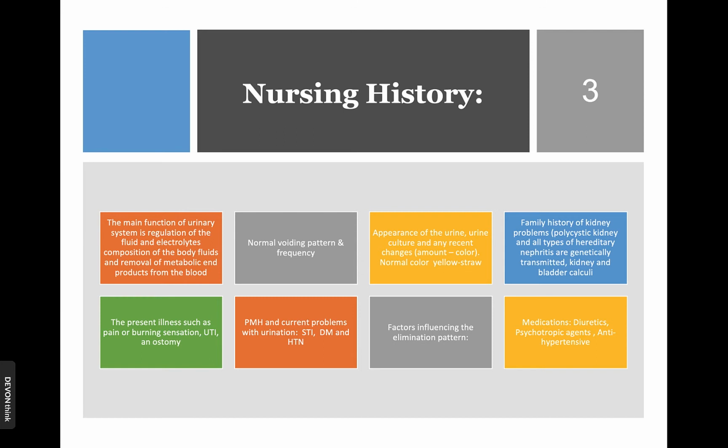Factors influencing the elimination patterns are family history of kidney problems. A huge one is polycystic kidney disease. Those patients will get a transplant. That is the way that it goes, like 100% of the time, there is no changing it. It is genetically passed on. You want to investigate also kidney and bladder calculi, so kidney stones. Any medications that the patient is on, specifically diuretics, psychotropic agents, and antihypertensives, will influence the urine.